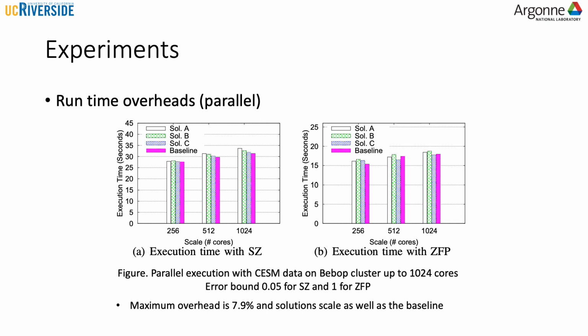So finally, we evaluate the performance overheads and the scalability of our proposed solutions. We choose the CSM data and set the error bound to be 0.05 for SC and 1 for ZFP, so that they have comparable false positive rate. The scale is up to 1,024 cores. We found that the overheads are all within 8%, and the proposed solutions scale as well as the baseline.